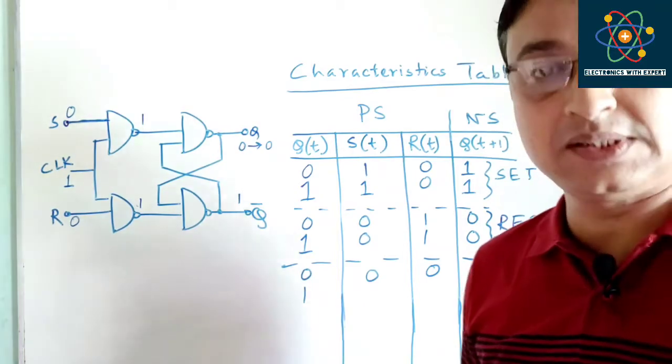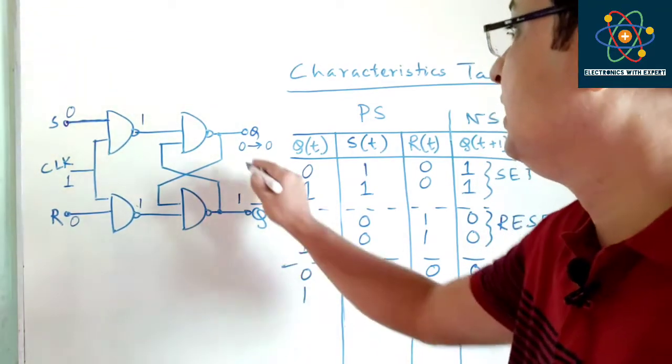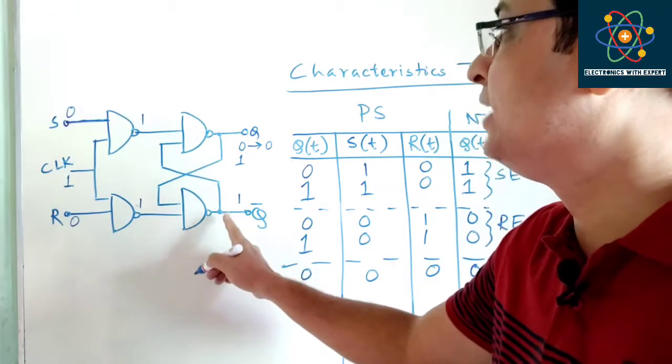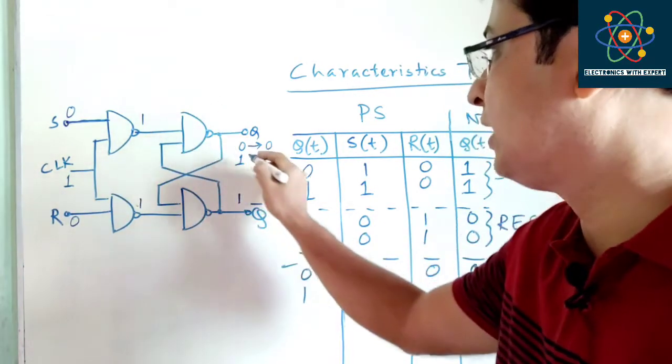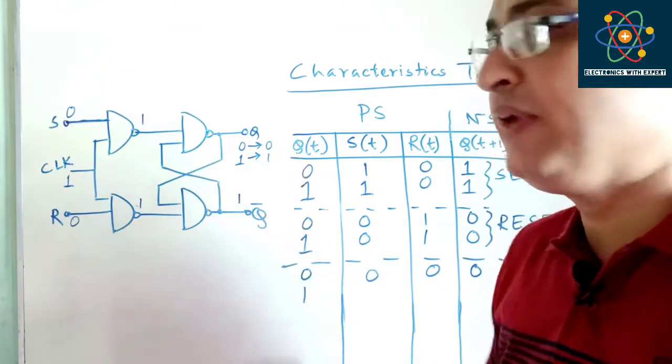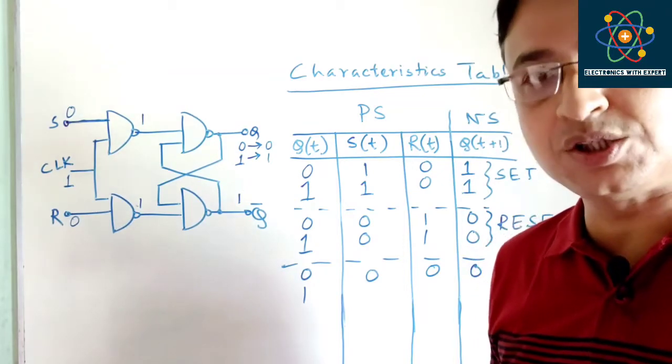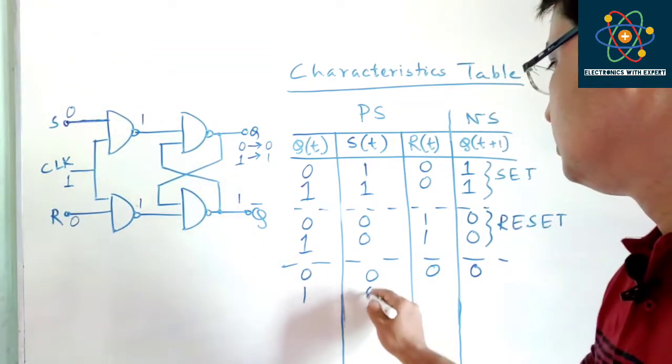And if the previous state output is 1, what happens? If this becomes 1, then 1 and 1 makes this 0, and 0 and 1 makes this 1. So if the previous state output is 1, then the next state output will also be 1.